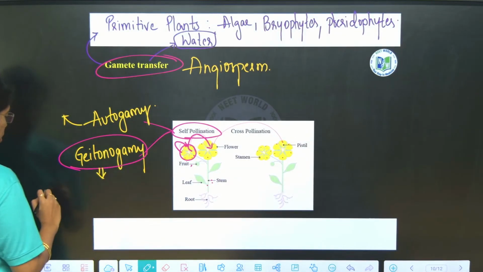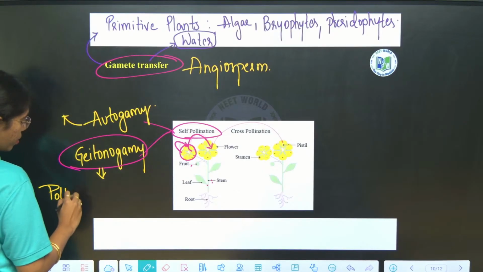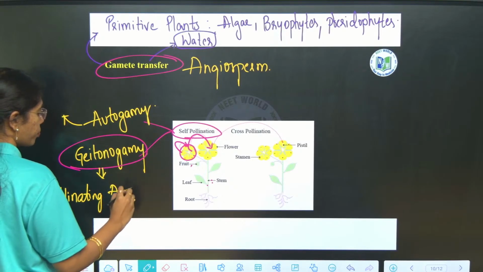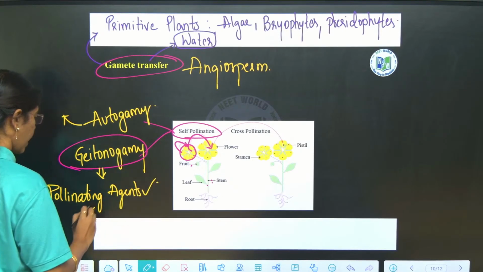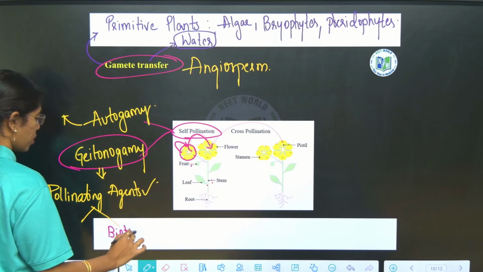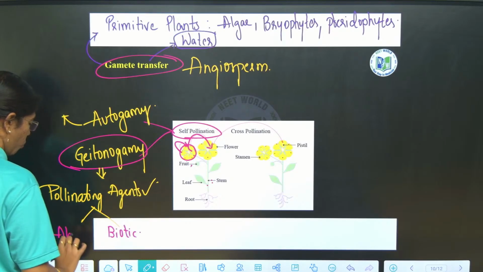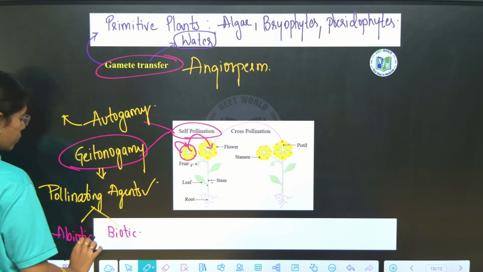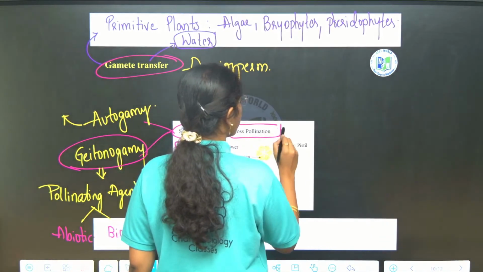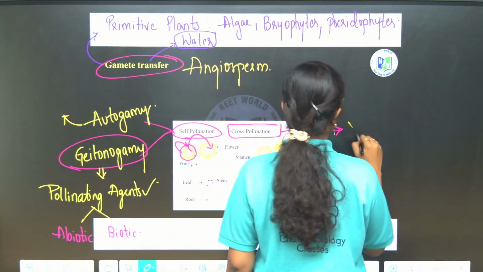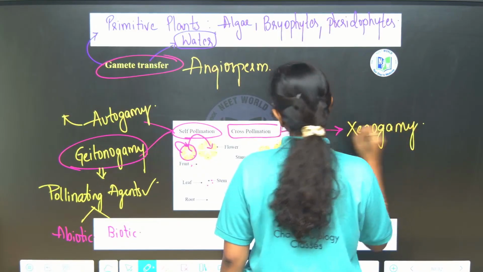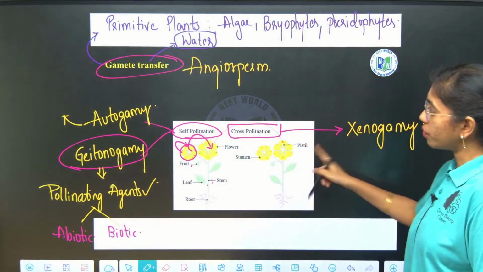Okay. For geitonogamy, pollinating agents are required. It can be biotic or abiotic. Fine, right? Next, cross pollination. Cross pollination can also be termed as xenogamy, and this definitely requires a pollinating agent for the transfer of the pollen grains.